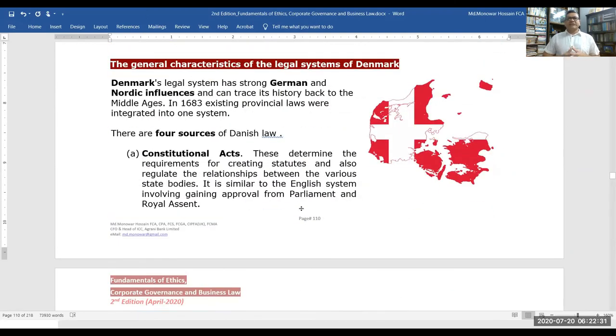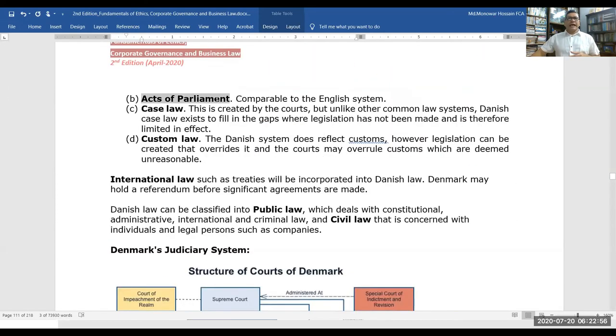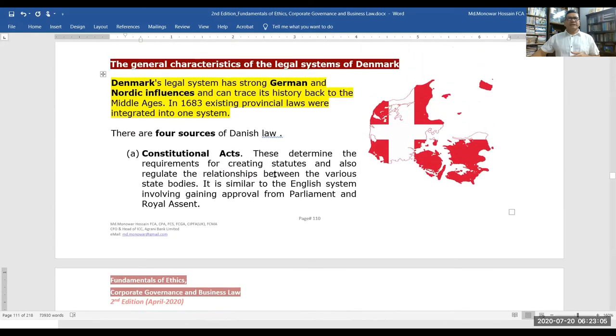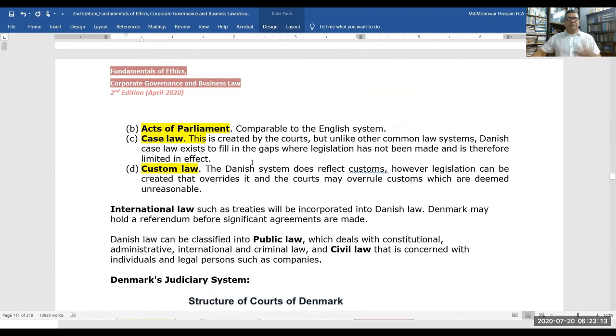The general characteristics of the legal system of Denmark. The Danish legal system has strong German and Nordic influences, which can be traced historically back to the Middle Ages. There are four sources of Danish law: the Constitutional Act, Acts of Parliament, case law, and customary law.